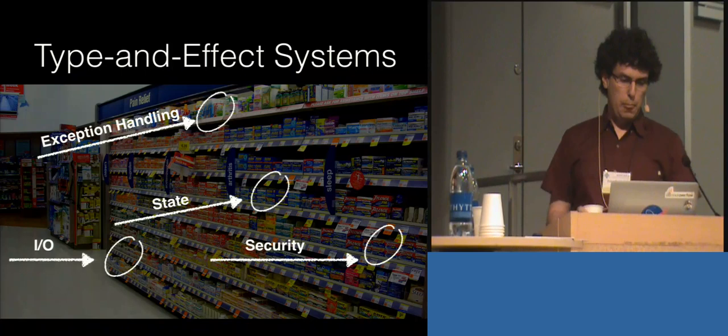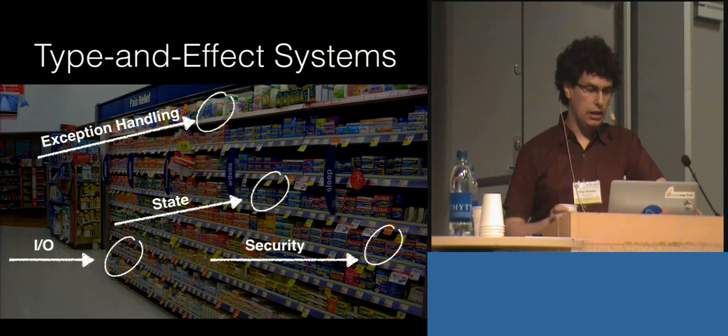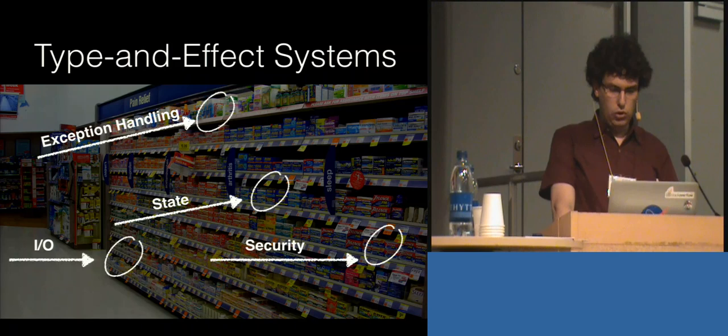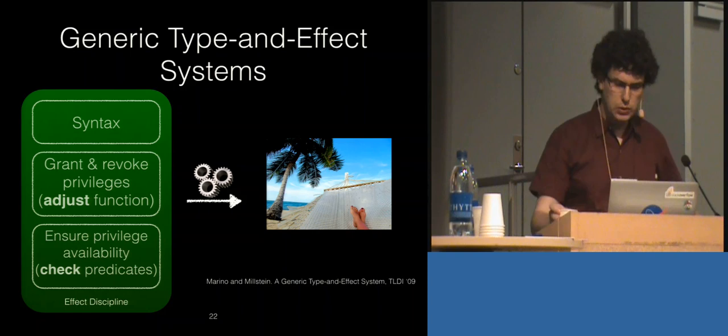So there are different kinds of type and effect systems addressing different kinds of side effects. For example, exceptions, as I used in the example, or others for state, I/O. So our initial question was, do we have to define this notion of gradual effects for each kind of type and effect system? And we tried to avoid this approach by working on top of a work by Marino and Millstein, which provided a framework to define type and effect systems.